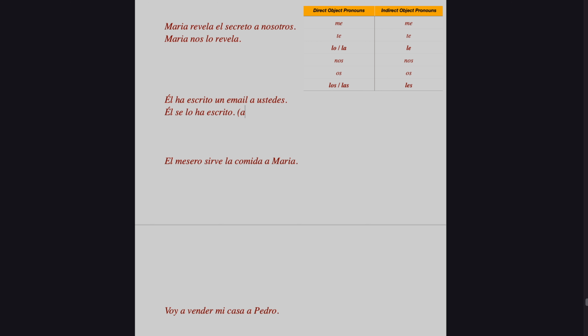This "se" can correspond to "a él," "a ella," "a usted," and also "ustedes" as well. So at times, if this is not going to be clear to the reader, then it is best to include to whom you are referring, like "a ella," or in this case "a ustedes." That will do if there is no clarity as to whom this "se" is referring.